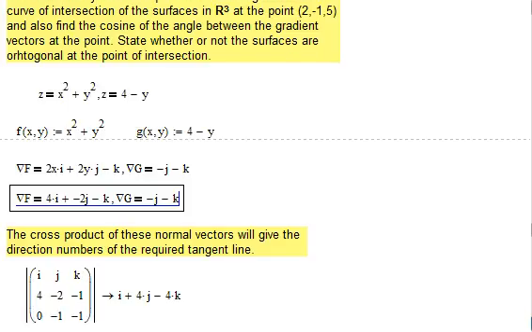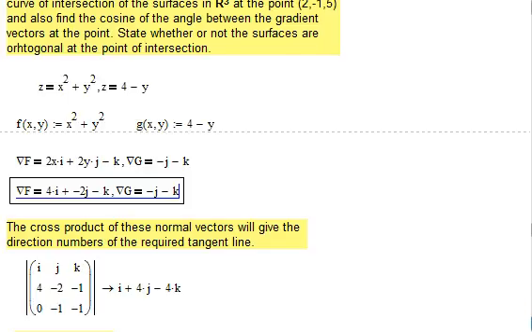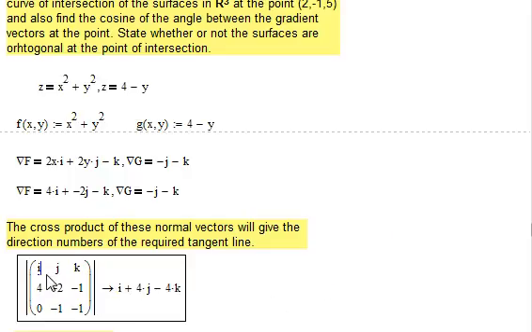Stop and think about why that's so. The cross product of two vectors geometrically, the length of it is the area of the spanned parallelogram, and the direction is orthogonal to the two vectors. So we'll get our orthogonal direction numbers for the tangent line. And so we just evaluate this determinant, and I admit I use my software to do this, but you should know how to do this.